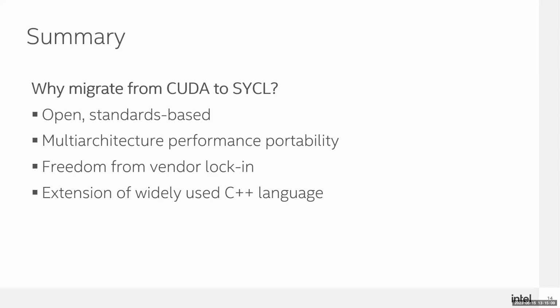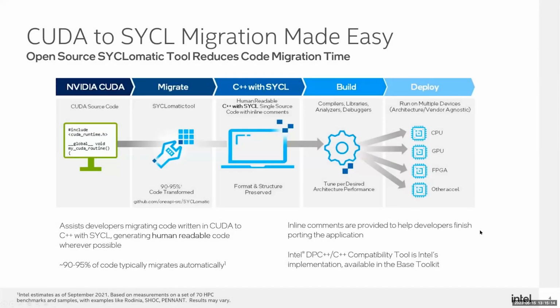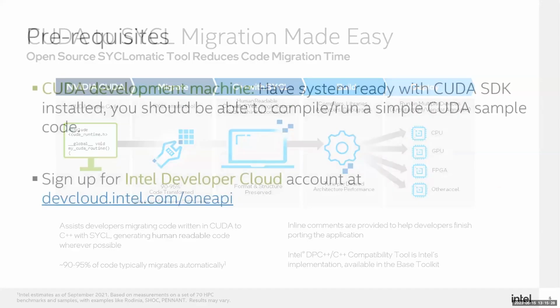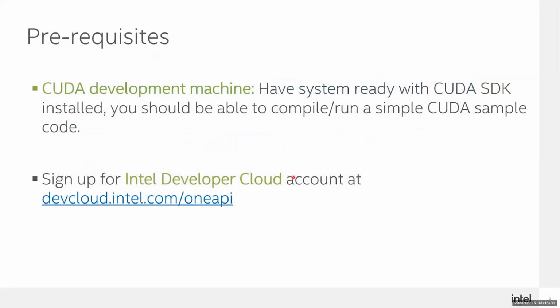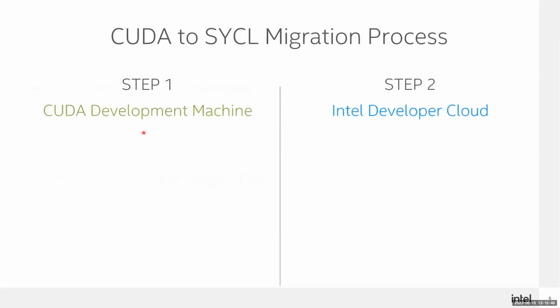the workflow that's involved in the migration, right? So we mainly looked at this flow where we start from CUDA code, we use SYCLomatic, and then we build it and deploy it to various devices. The prerequisite for this is you need to have access to a CUDA development machine to do the migration. And once that is done, we can run the resulting SYCL code on Intel Developer Cloud. So this is the step we usually use for migration.